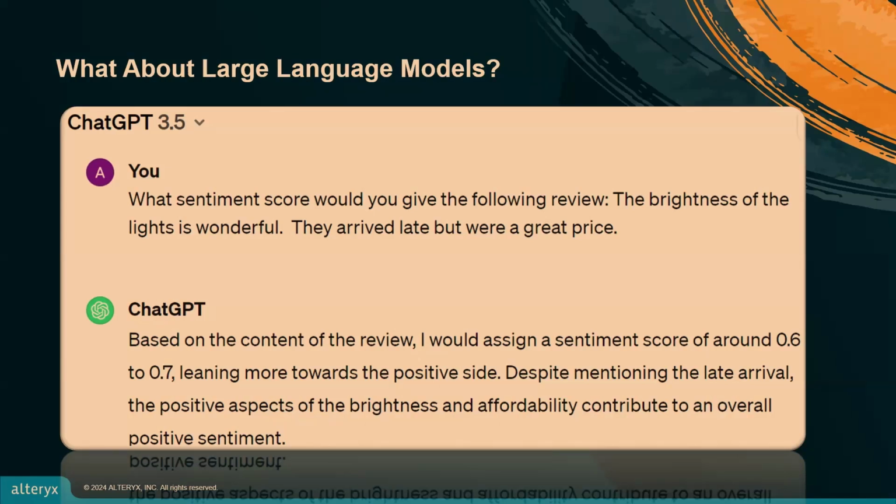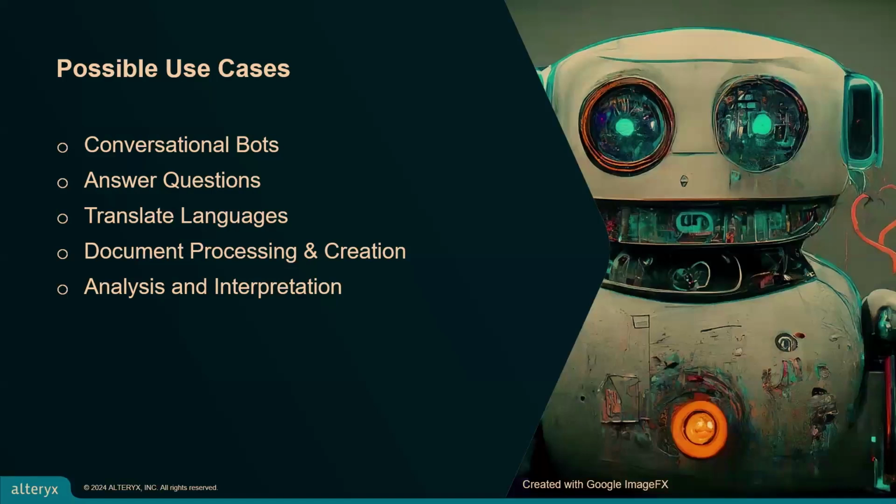And it even says, despite mentioning the late arrival, it picks up on that. The positive aspects of the brightness and affordability contribute to an overall positive sentiment. That's pretty complex reasoning. So this is what we're seeing out of ChatGPT, and that ability to put together what we just did in our noggins pretty fast. So here's how we're seeing it out in the world.